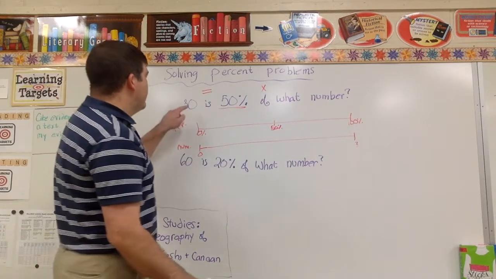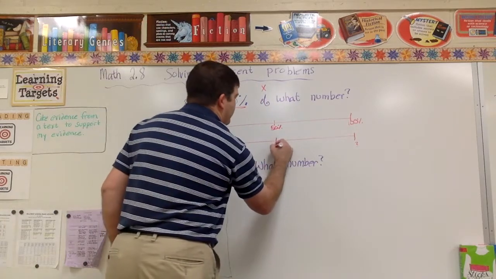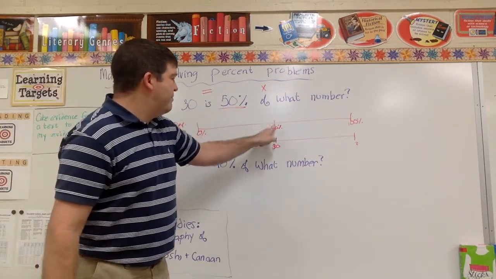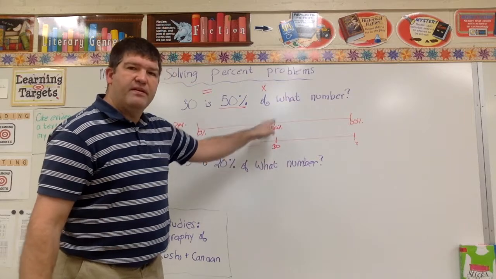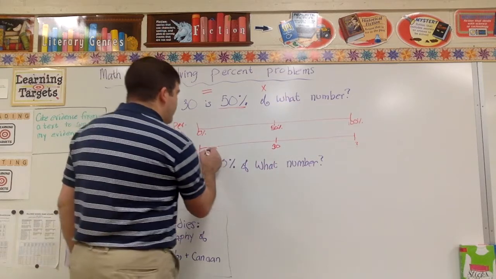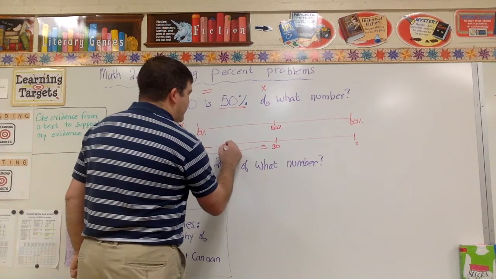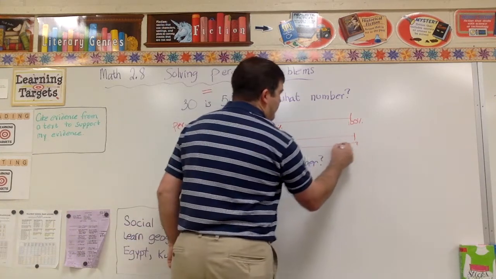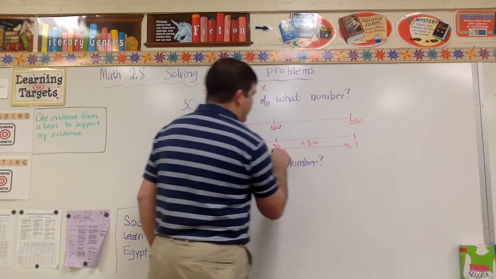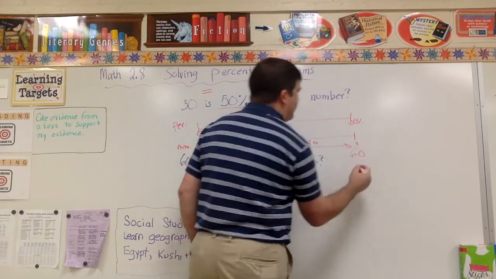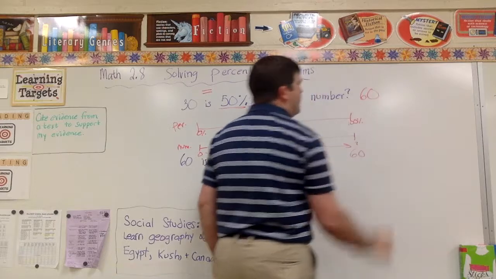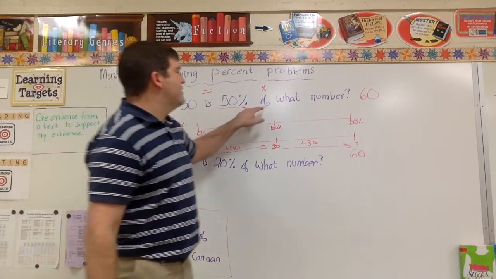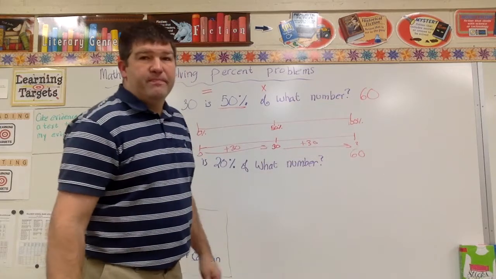All right? So now 30, the problem tells me 30 is 50%. So 50% is 30, right there. Whatever I did from here to here, I added 30. 0 plus 30 is 30. I just got to do the same thing here. 30 plus 30 is 60. So my answer is 60. 30 is 50% of 60.